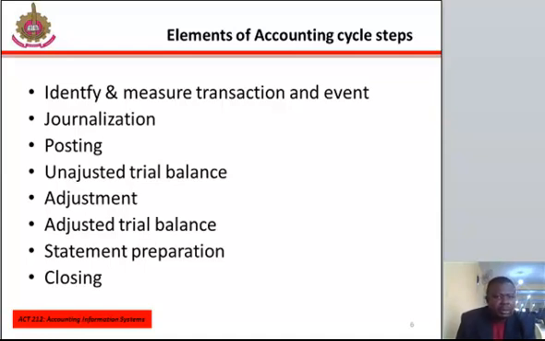One of the topics we'll be discussing is the accounting cycle steps. Now let's look at the elements of the accounting cycle steps. We have identifying and measuring transactions and events, journalizing, posting, unadjusted trial balance, adjustment, adjusted trial balance, statement preparation, and closing. This sums up the elements of the accounting cycle steps.